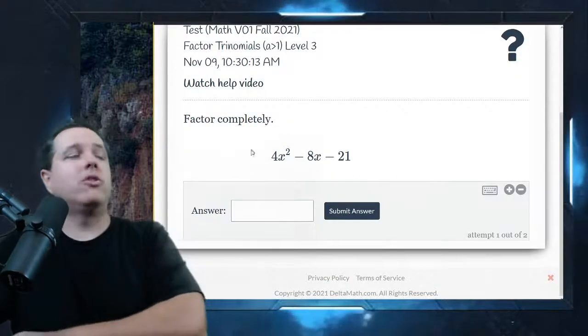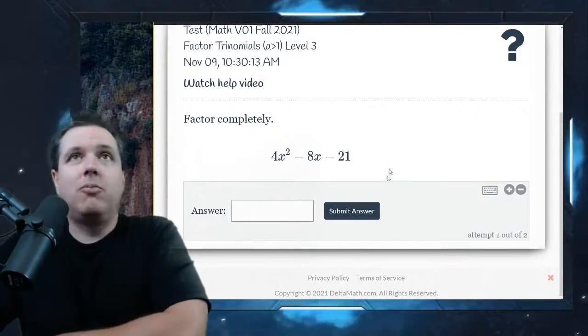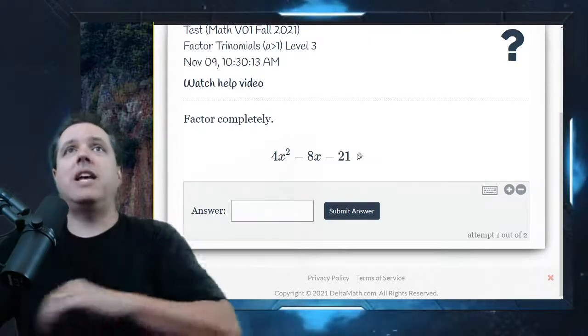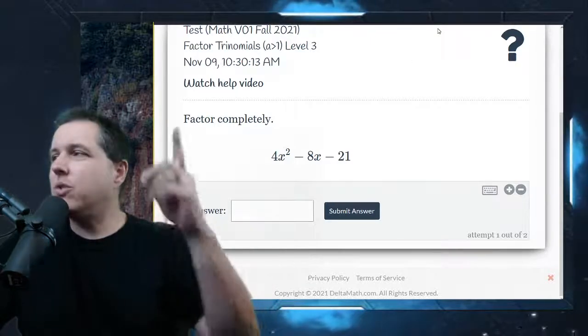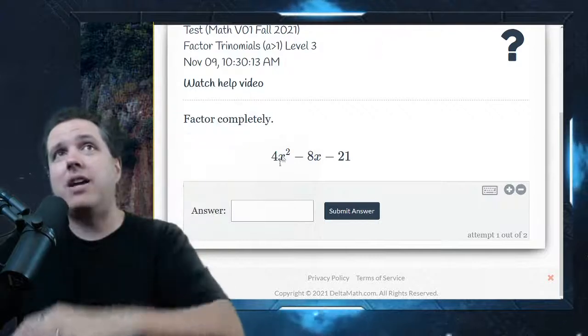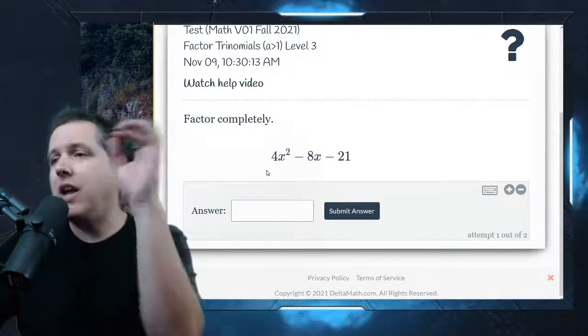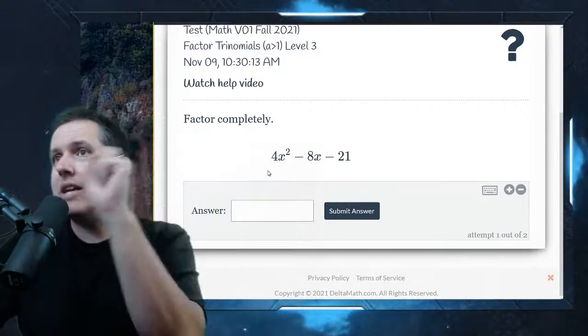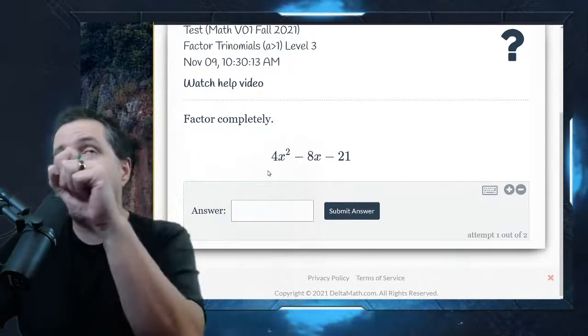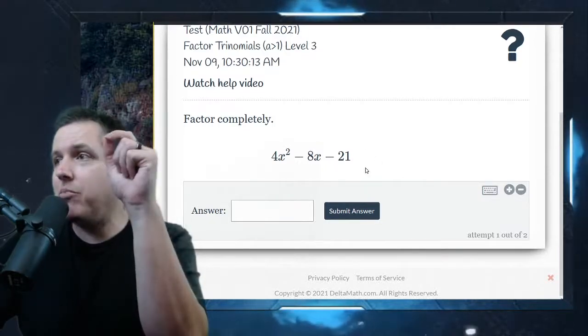Okay. Here's one that's a little bit harder. 4x squared minus 8x minus 21. Why is this one harder? Because there are no primes in it, right? I don't know how to break down 4x squared. I have options. It could be 4x and x, or it could be 2x and 2x. I also have options about how to break down 21.